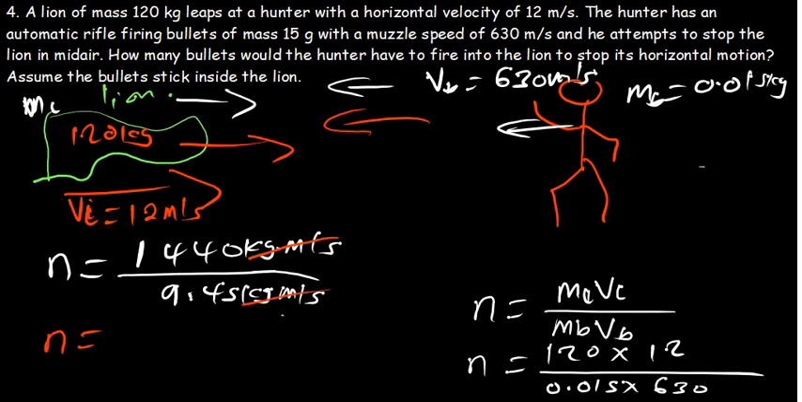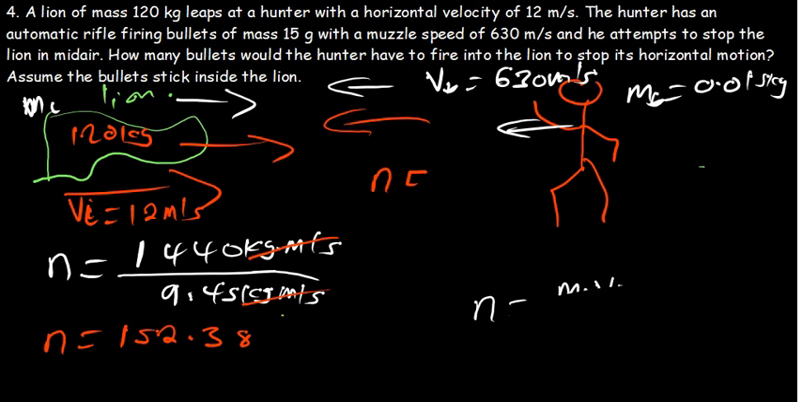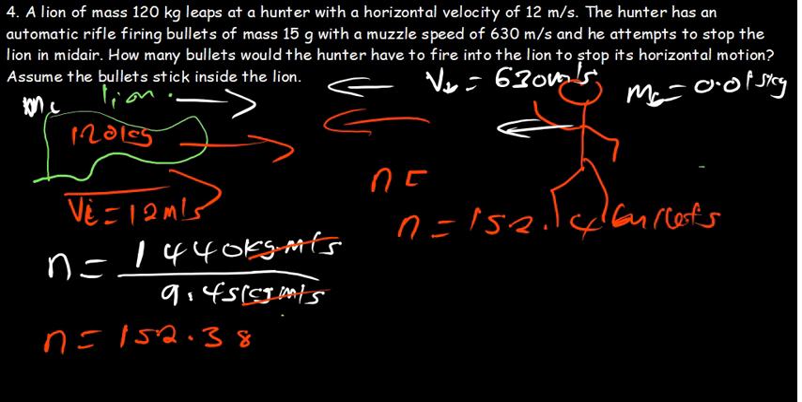Therefore, the number of bullets required to stop the lion is 1440 divided by 9.45, which is 152.38. I can round it off, so the number of bullets is going to be 152.4 bullets. But think of this, bullets cannot be in decimals, so if someone says 152 bullets, it's just okay.